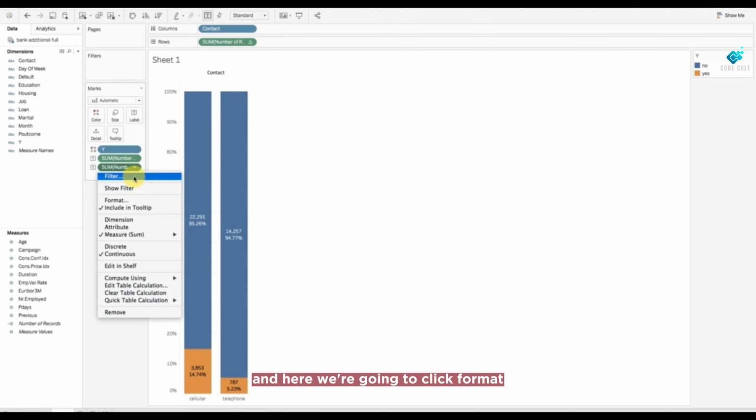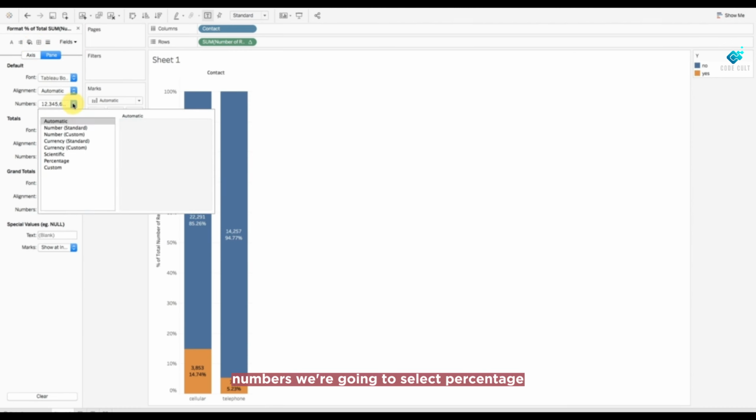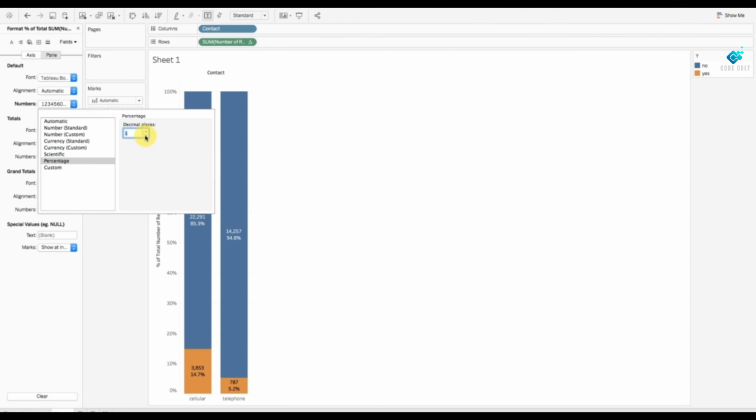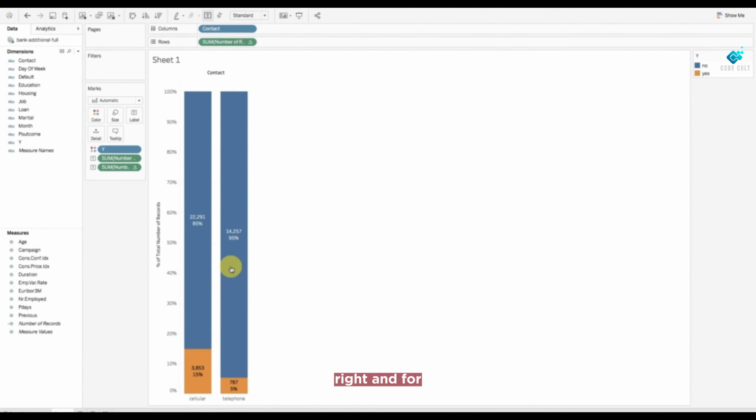And here we're going to click format. We're going to go to numbers. We're going to select percentage, and we're going to change the decimal places to, let's just do 0 decimal places for now. We'll change it back if we need to. So there we go. That should be a bit better formatted. And now we can see that the total in both cases is 100%, right?